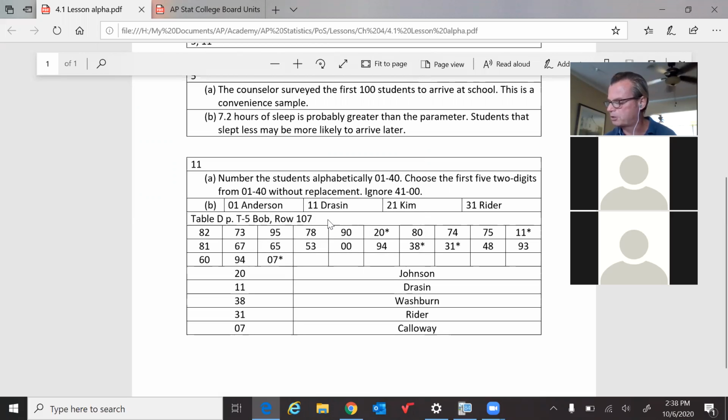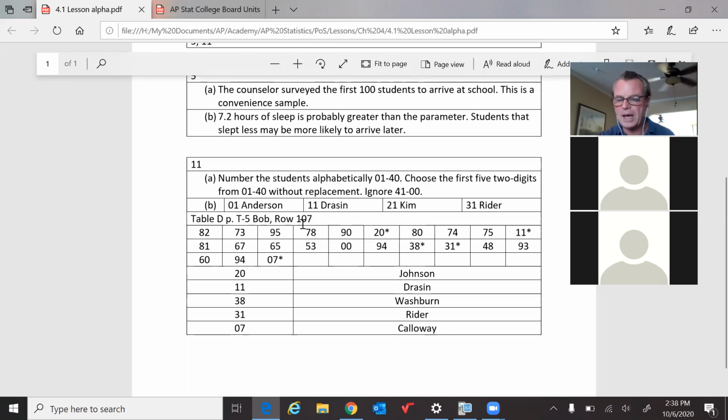So in the table, this is important now, you've got to look at that. In the table, you go to row 107. And there are columns of 5 numbers. The only reason they're in groups of 5 is to make it easier for you to read them. Okay? So you need to see this.